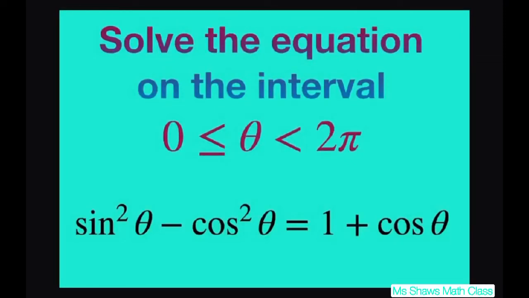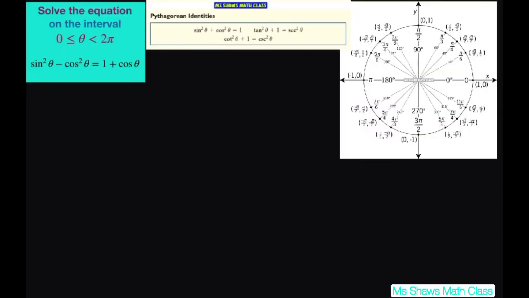Everyone, we're going to solve the equation sine squared theta minus cosine squared theta equals 1 plus cosine theta. We're going to use our Pythagorean identities with this one. I want to be able to simplify and factor this to get the solutions. And I have cosine here in quadratic form, and this one's in linear form.